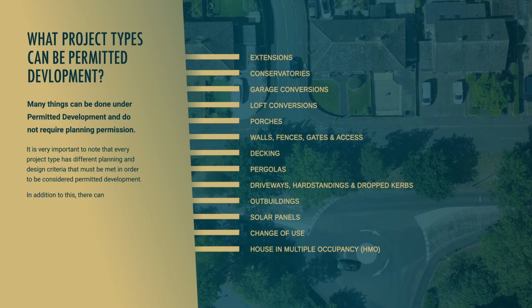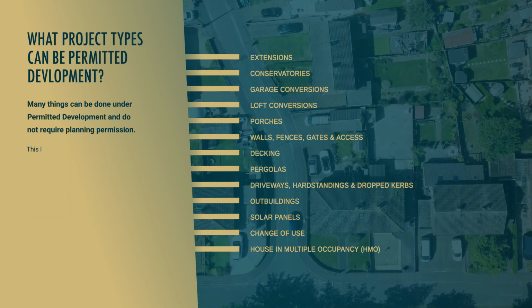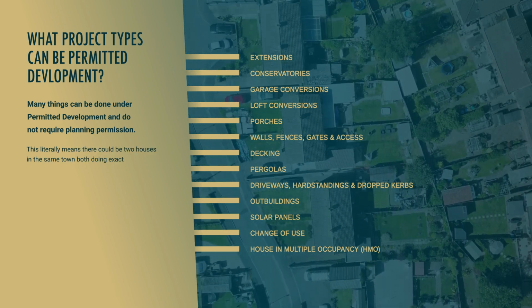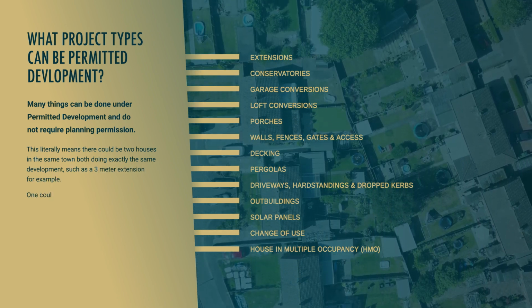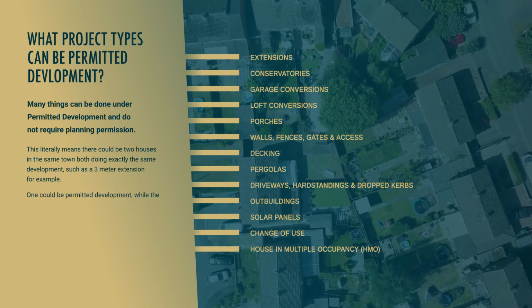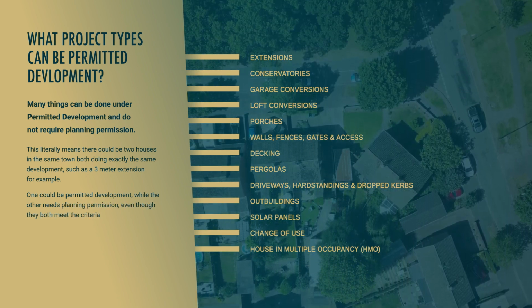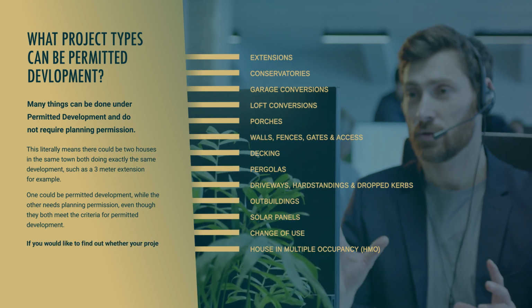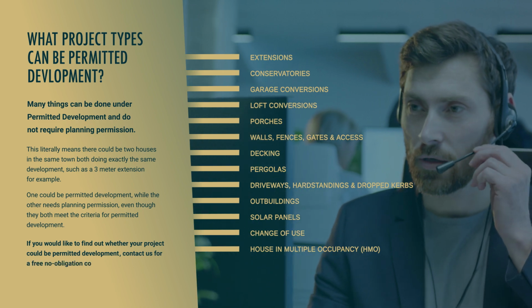In addition to this, there can be hidden constraints which remove your permitted development rights. This literally means there could be two houses in the same town both doing exactly the same development, such as a 3-meter extension, for example. One could be permitted development, while the other needs planning permission, even though they both meet the criteria for permitted development. If you would like to find out whether your project could be permitted development, contact us for a free no-obligation consultation.